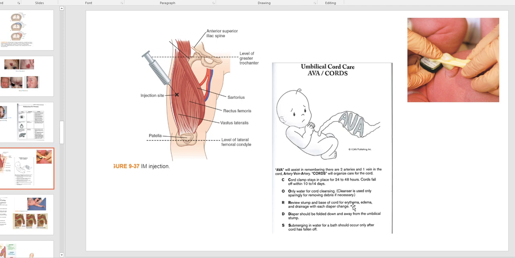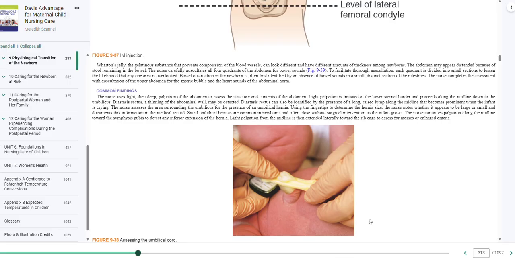Only clean with water. We used to put that purple dye on them to help them dry quicker, and it really didn't do anything but make a mess all over the baby. But you just clean them with water. Let the parents know that they should not submerge the baby in a bath until after the cord has fallen off. They're just sponge bathing the baby until then.